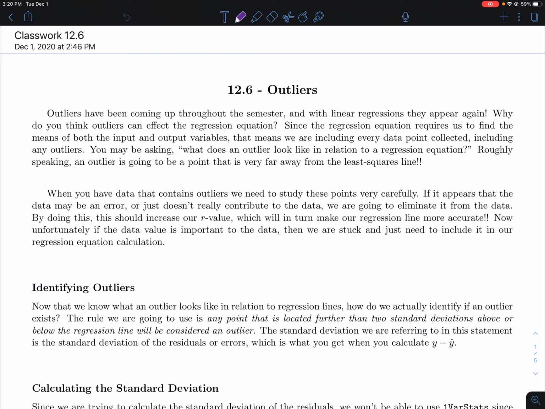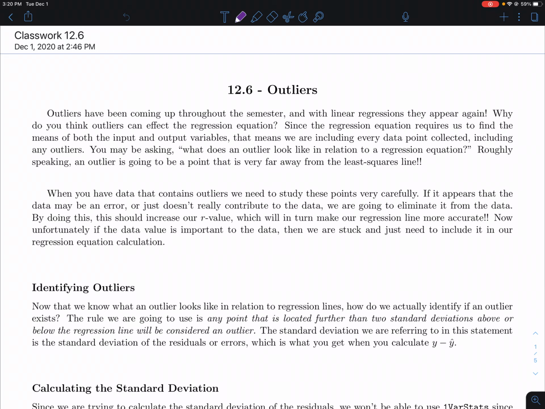All right, so hopefully everybody did a good job with predictions. And so finally, the last section of the semester is talking about outliers and what an outlier looks like in the context of a linear regression equation, and how we're actually going to find it, what role it plays in the linear regression equation, and stuff like that.